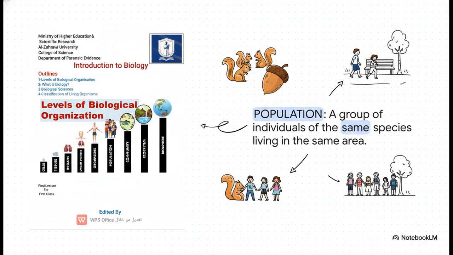All right, let's take one step up that ladder. Organisms almost never live completely alone. When you get a bunch of individuals of the same species hanging out in the same area, that's a population. So think of all the pigeons in a city square or all the people living in your neighborhood.